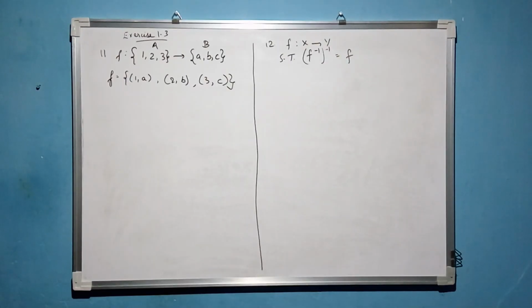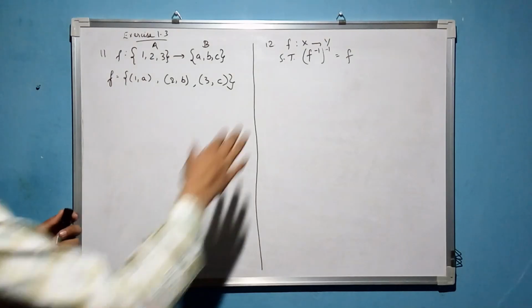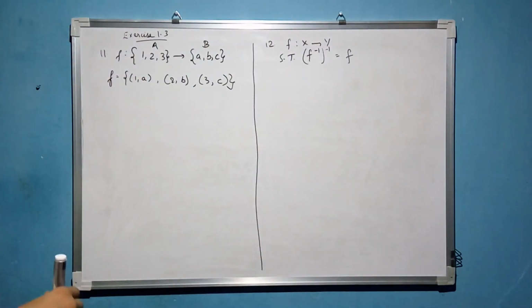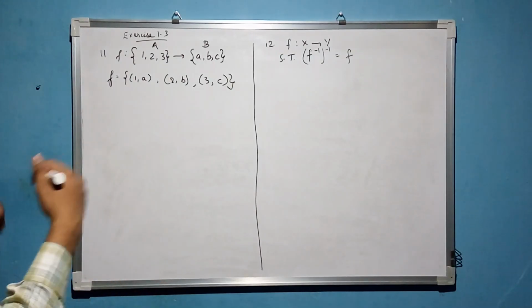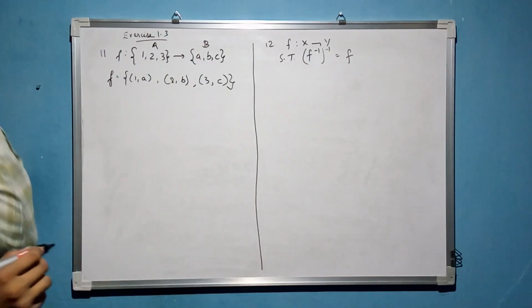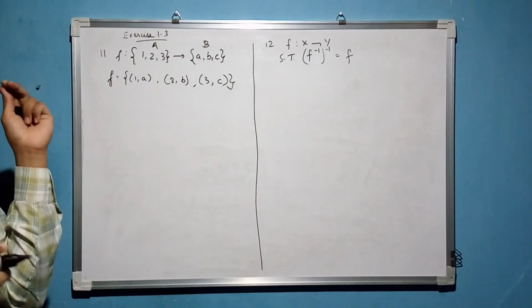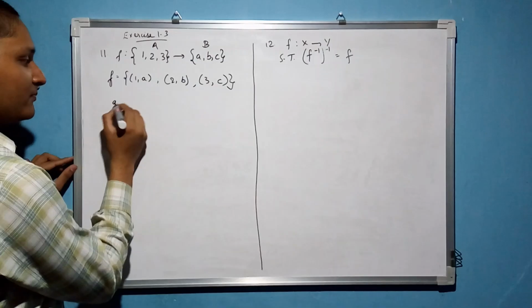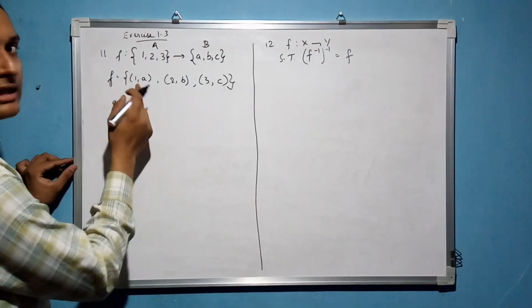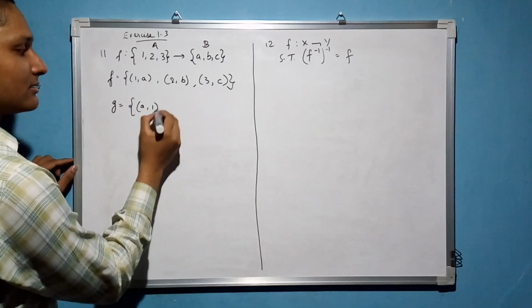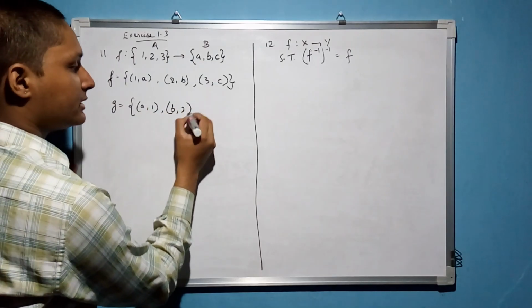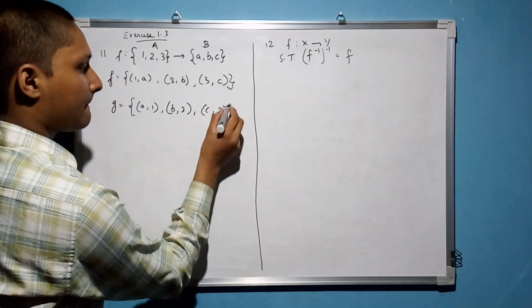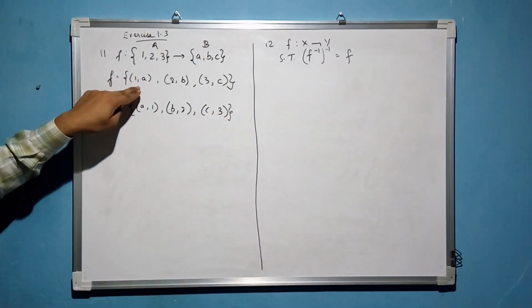Now we have two similar questions, that is question number 11 and question number 12. I have taken them together because they are similar. Both of them have to show that f inverse of f inverse is f itself, right? So now we have the first part here. Here you need to find another function f inverse such that it is the inverse of f. So let me name it as g. I'll just reverse the pairs. That is the inverse, right? And b comma 2 and c comma 3. So I need to explain how I got this.